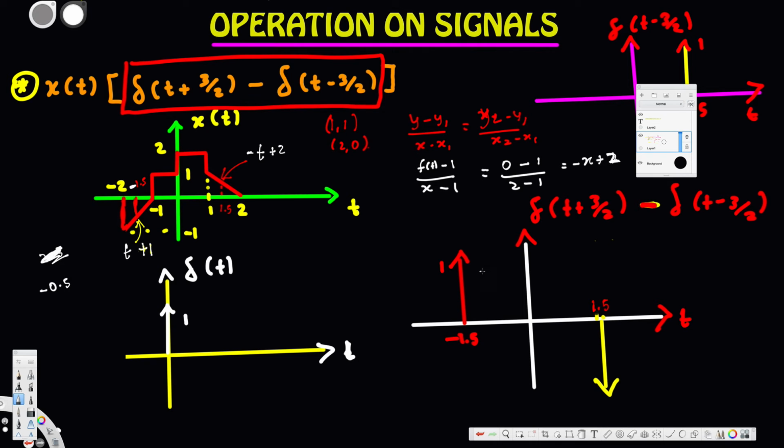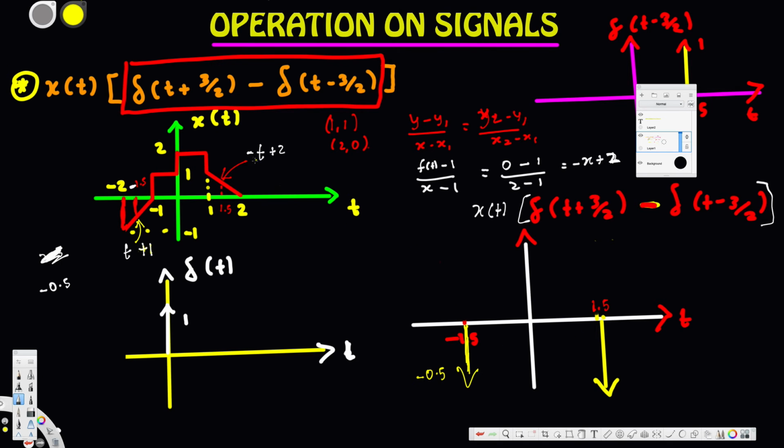So if I multiply this whole thing by x of t, we are going to have a graph like this. We are going to have this one shifted downward right now, because if you multiply 1 with negative 0.5, you are going to get negative 0.5. So we are going to have this one with negative 0.5 area, and that's it for this one.